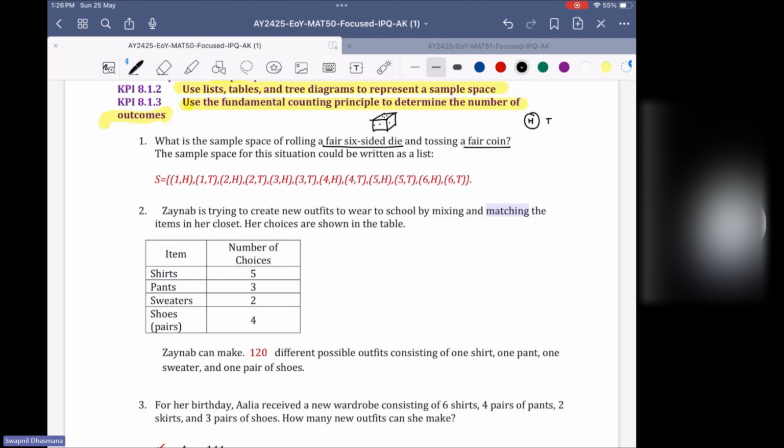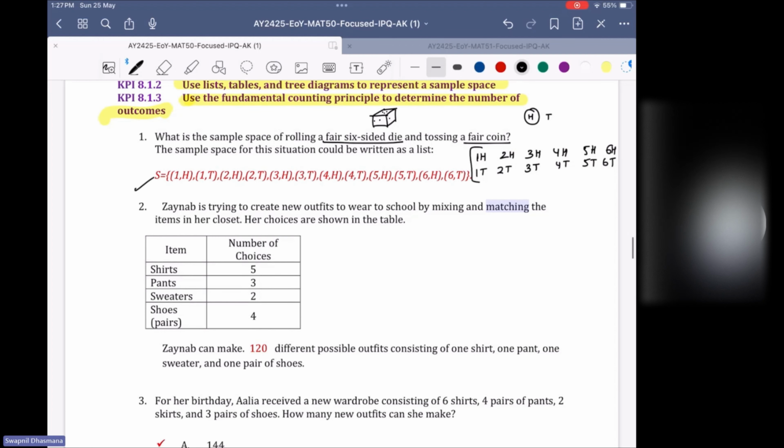So with every, like a dice can give you 1, 2, 3, 4, 5, 6, and with each one of them, you can have either a head, like 1H, 2H, 3H, 4H, 5H, 6H, or you can have a tail, like 1T. So the right way of writing it is given on the left side, and that is the answer.